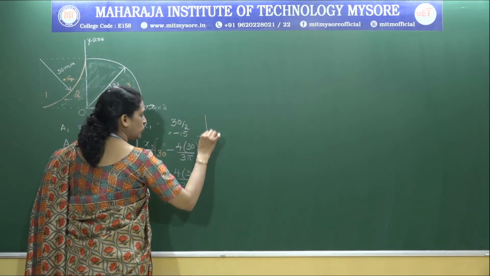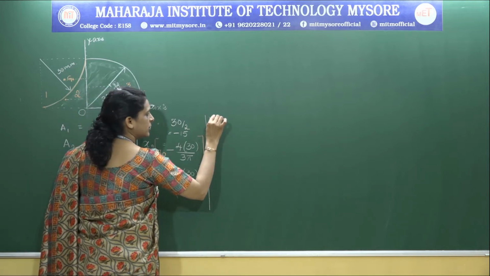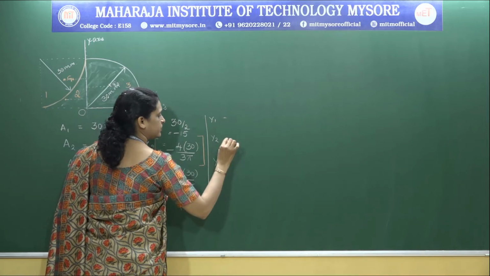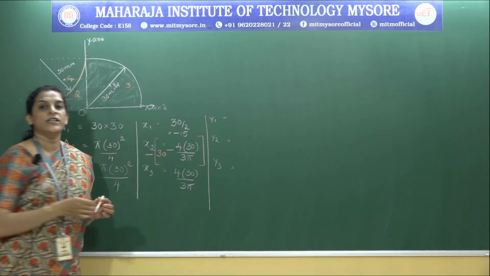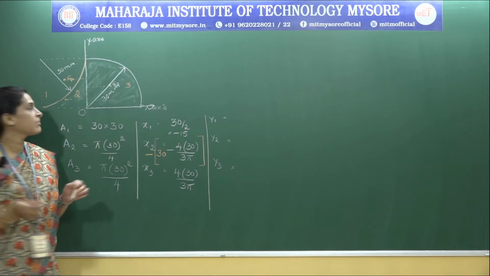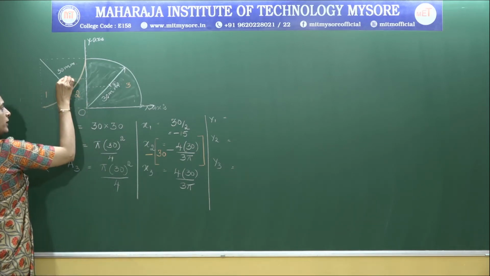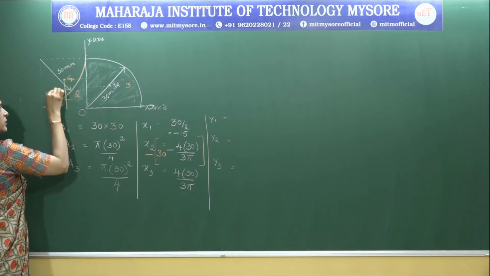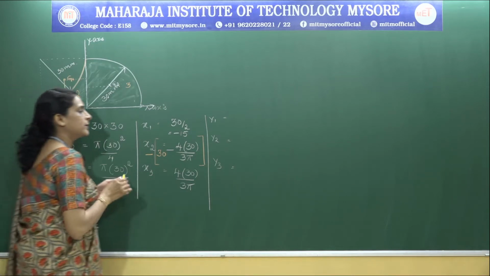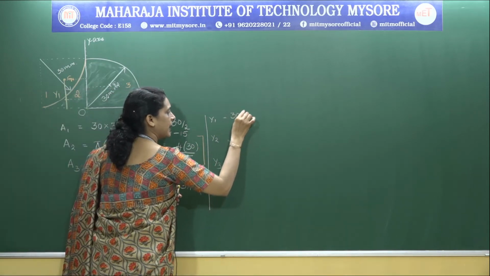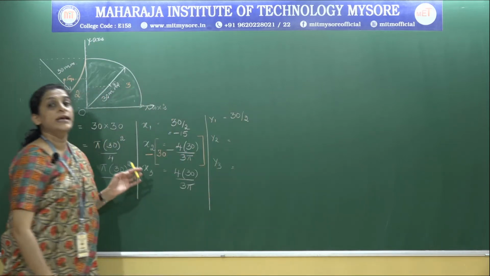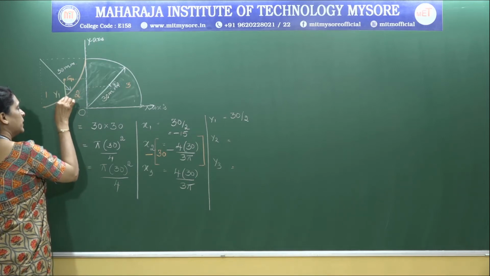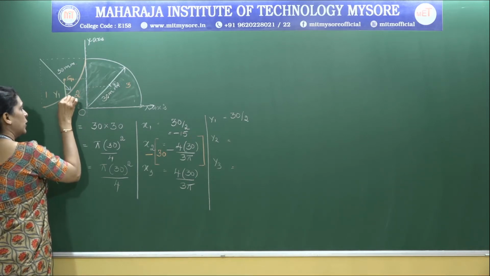Moving on to the next. It is y1, y2 and y3. So again we shall just mark y. For the first point, taking x as the reference, what is y1? So it is 30 by 2, as it is a rectangle. Next, for the second point, here is the y1.